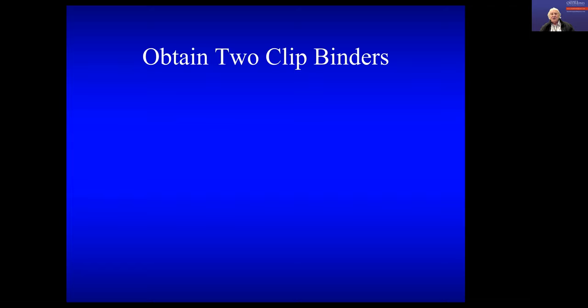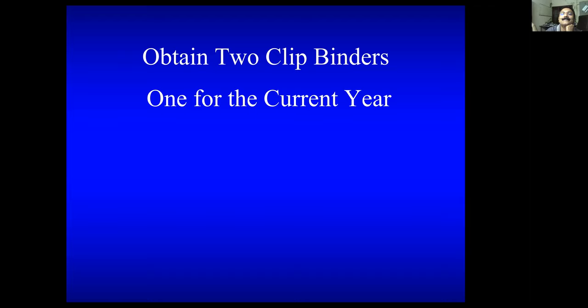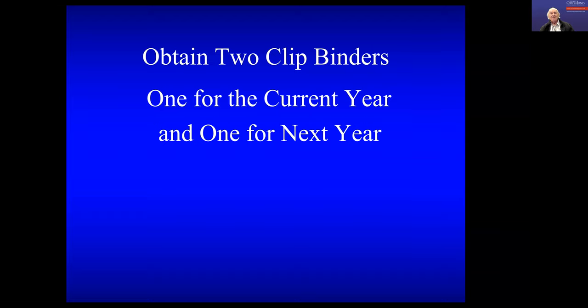The binder system, you need two clip binders. Do you have two, Eldo? No, only one. Okay. So you have one for the current year? Only for the current year. Yes, okay. So you write on the patient's notes, recall, 1 year. So it needs to go into the appointment book, the recall book, which is for the next year. So they can't do that unless you've got that second book. Okay. So that patient gets lost.